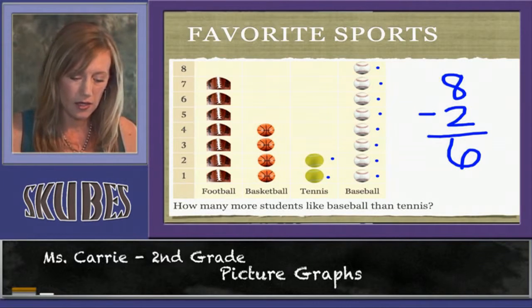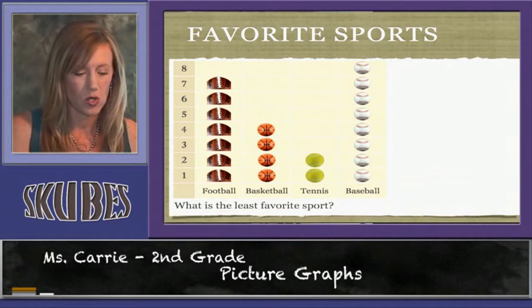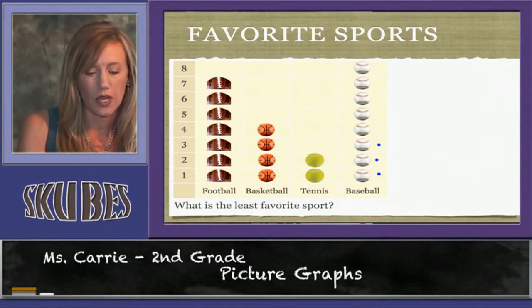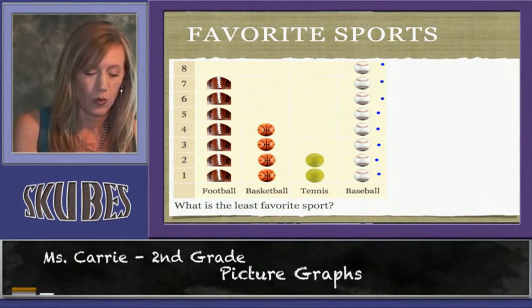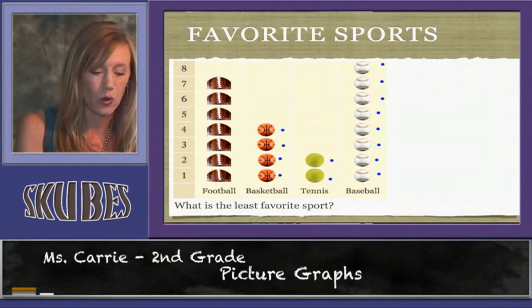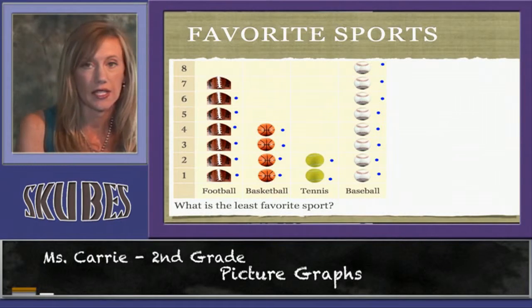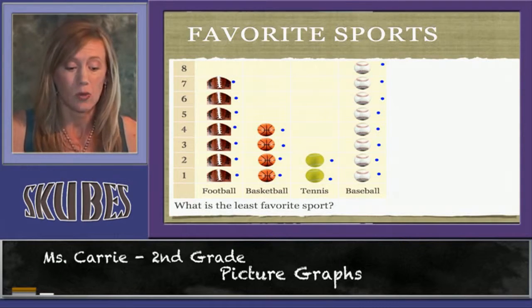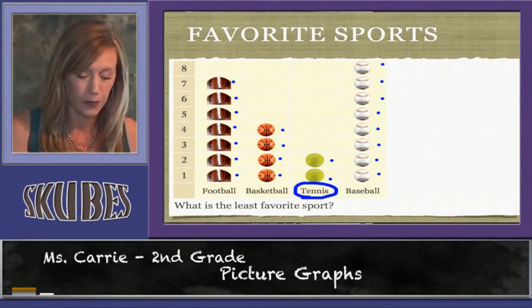Let's look at the same graph with a different question. What is the least favorite sport? All right, baseball we said was 8. 1, 2, 3, 4, 5, 6, 7, 8. We said tennis was 2. 1, 2. We need to count basketball. Basketball is 1, 2, 3, 4. And football is 1, 2, 3, 4, 5, 6, 7. Well, the least favorite sport would be the least amount, and that's tennis because tennis only had 2. So tennis was the least favorite sport.